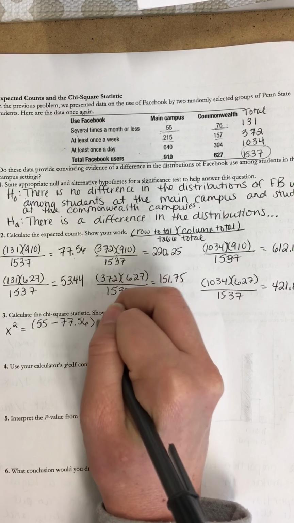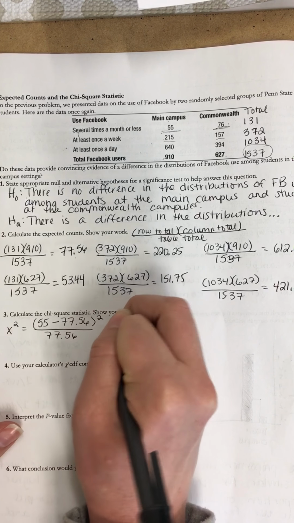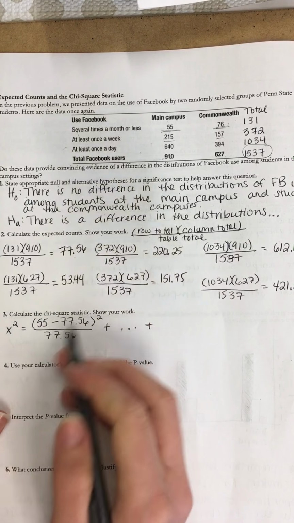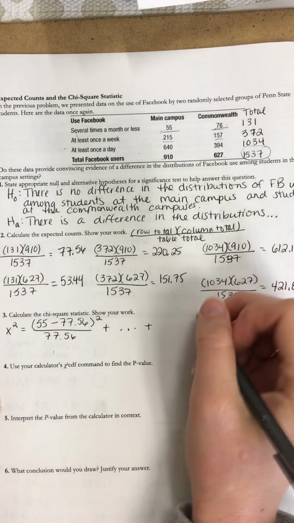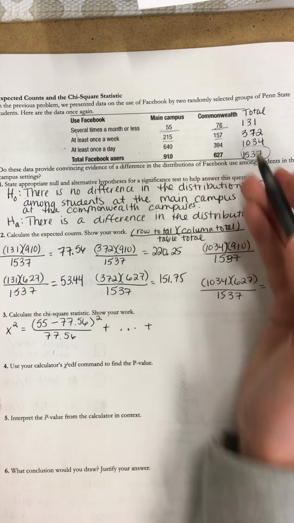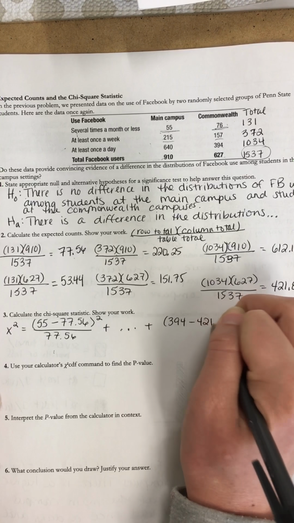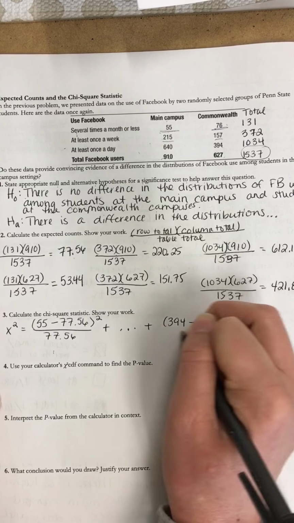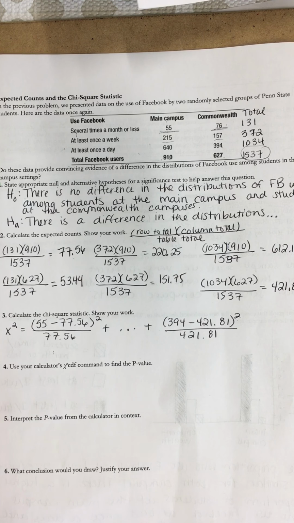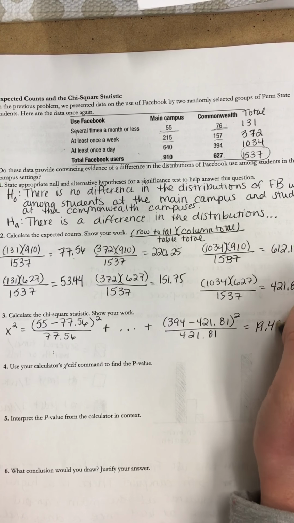It's that one. Squared over 77.56 plus ... and then I'll just do the last one. So the first one's that, and then the last one is this one. So 394 minus 421.81 squared over 421.81. Okay. When we do all of those, it turns out that the chi-squared statistic is 19.49.